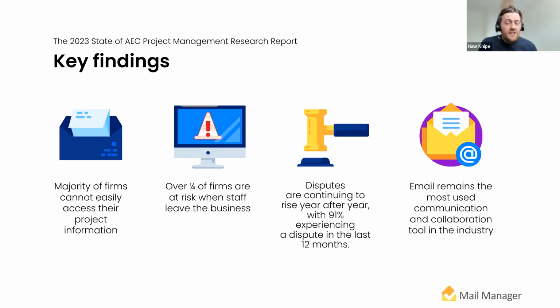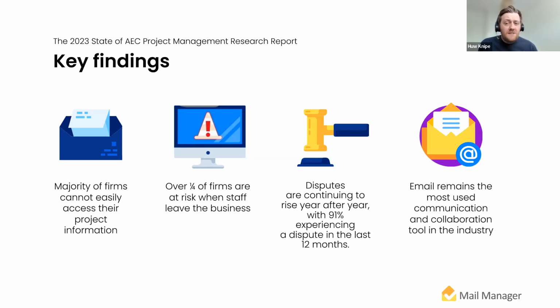Third, disputes are continuing to rise year on year. In our 2021 report, 63% said they came across some form of dispute in the business, and this year the number is 91%. Project scope changes and payments continue to be the leading causes of these disputes. Considering the majority of project scope information resides in email and formal documents, and firms cannot easily access this, it's hardly surprising that they are continuing to dig themselves into trouble.